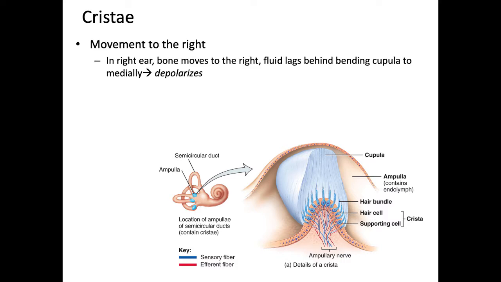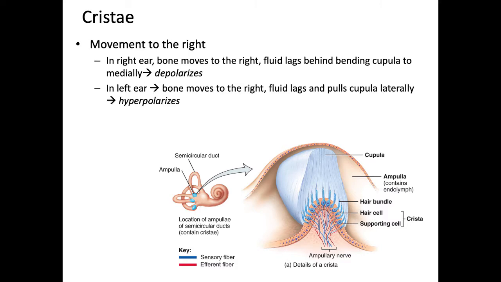If you were to suddenly turn your head to the right, the bones of the semicircular canals will move quickly because they're attached to your head. But the law of inertia says that the fluid will lag behind slightly. The fluid will drag on the cupula in the right ear, bending it medially. This depolarizes the first order neurons and sends an action potential.